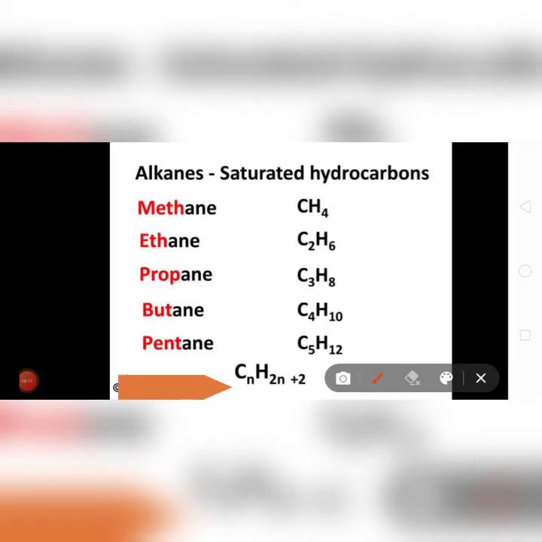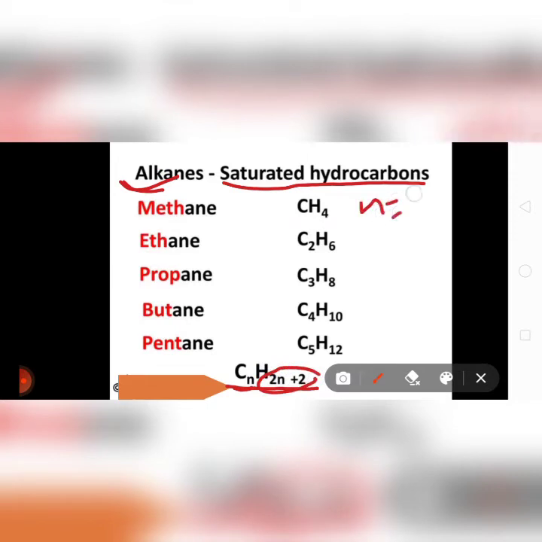Now let us discuss what alkanes are. Basically, alkanes are saturated hydrocarbons, meaning they consist of only single bonds, and they have the general formula CnH2n+2, where n represents the number of carbon atoms. So if you have n carbon atoms, your hydrogen atoms will be 2n plus 2. Let us consider the value of n equal to 1. In that case, our hydrogen atoms will be 2 multiplied by 1 plus 2, which equals 4, so our formula becomes C1H4, which is CH4, methane.